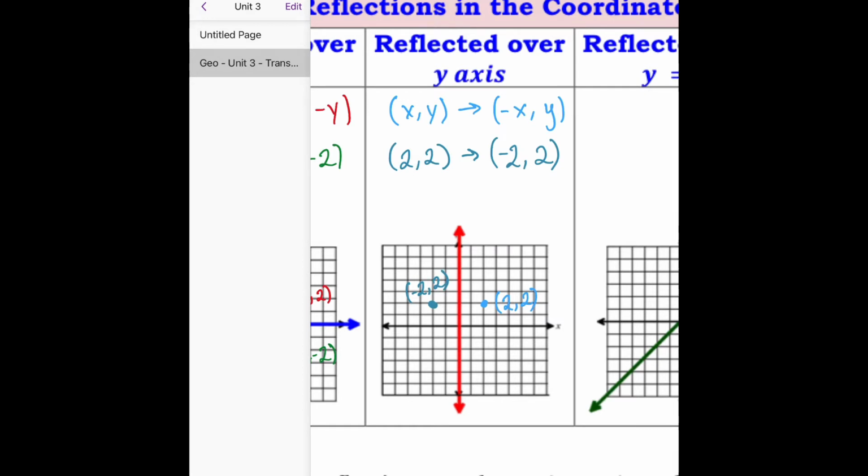And really quick, notice how my original point 2, 2 is 2 away from the line, if I were to count it, it's 2 away. And so is my new point, just going the opposite way.